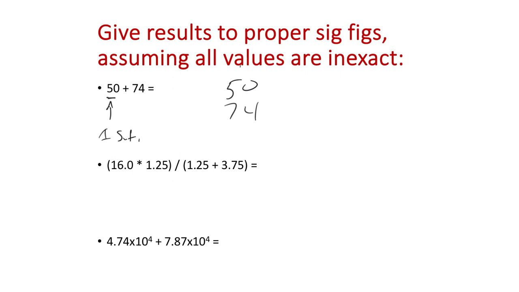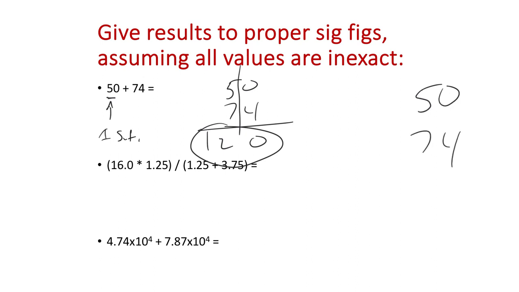So I see 50 plus 74. I'm rounding this to 120. Sometimes it's easy to out-trick ourselves on a problem. If 74 was good to the ones, why wouldn't 50 be? Well, if it was, we would have written it maybe as 5.0 times 10 to the 1. If we want that 0 to be significant, we would give it to you a different way than just writing 50.